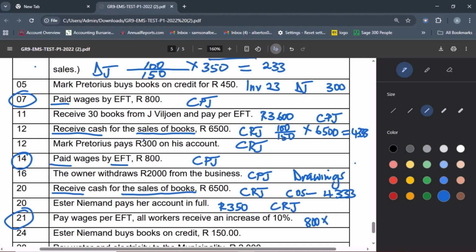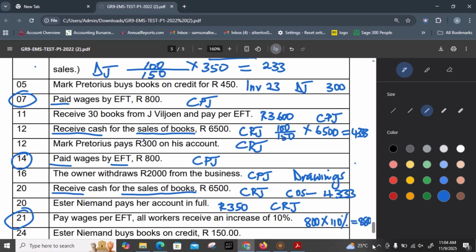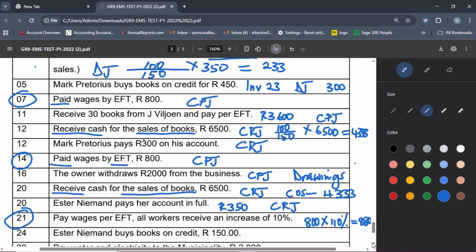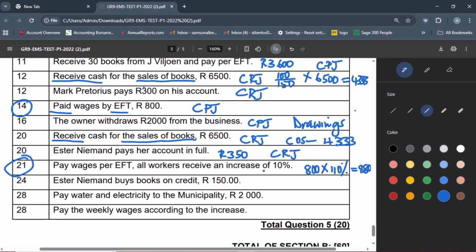But there is an increase of 10%. So you increase this by 110%. You'll get 880. And that becomes the amount for wages on day 21. And again, this transaction must be recorded in the CPJ. Esther Nyman buys books on credit, 150. Okay, that is DJ, because we are selling goods to this customer on credit.